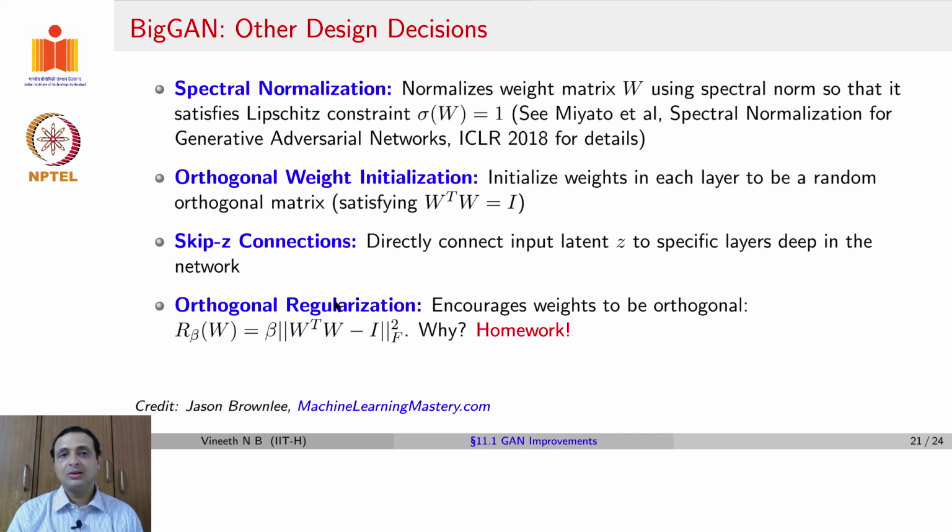How is this done? Using a regularizer R subscript beta, where beta is a coefficient, where the regularizer tries to ensure that the Frobenius norm between W transpose W and identity is minimized. So this would be a way to ensure that W transpose W is close to identity and hence the matrix is orthogonal. Why would we want orthogonal regularization? Think about it. This is another homework for you for this lecture.